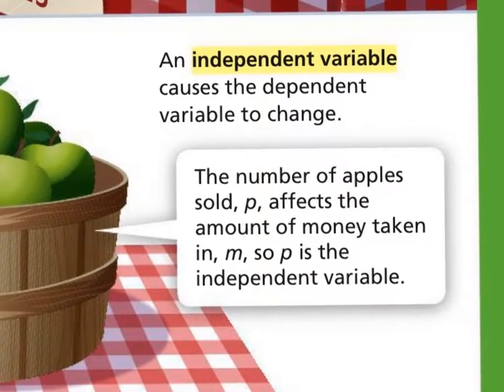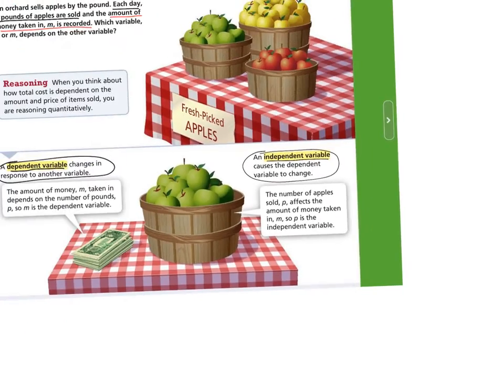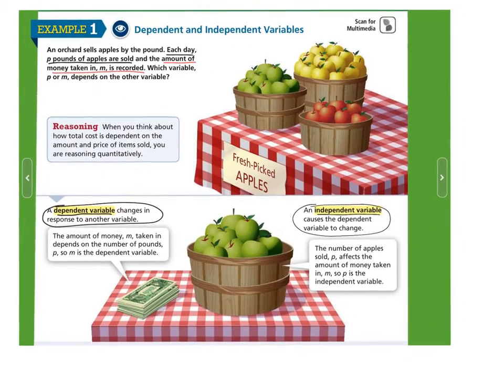And then the independent variable causes the dependent variable to change. So the number of apples sold affects the amount of money taken in. So P is the independent variable. When you're doing these, just think about which one affects the other thing. Also, usually we can think about which thing came first. In this situation, did the apples come first or the money? Well, the apples came, and then we sold the apples and we got money. So the money is depending on the apples that we sold.